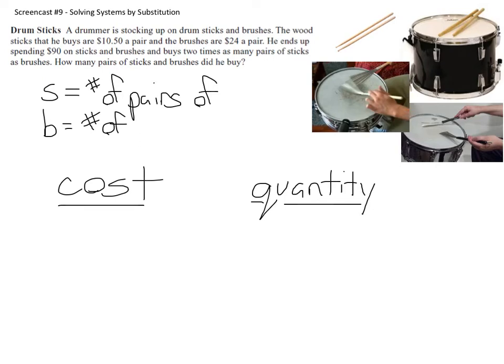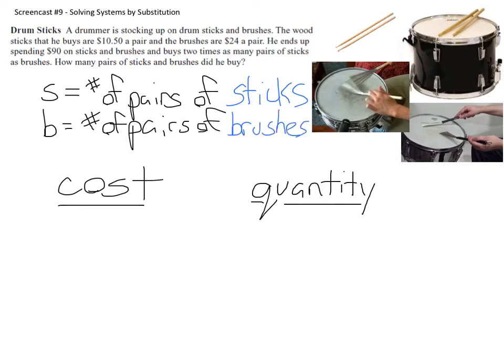Well, we could use X and Y because we're buying 2 separate items, sticks and brushes. So we could say X and Y, but you know what? Because we get to set it up on our own, they didn't really tell us we had to use specific variables. Let's just keep it simple for ourselves, and let's say S is the number of pairs of sticks, because it's S. That'll help us out in setting this thing up. And let's let B be the number of pairs of, that's right, you guessed it, brushes.